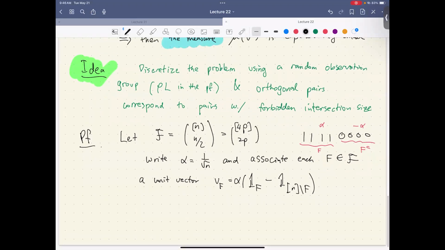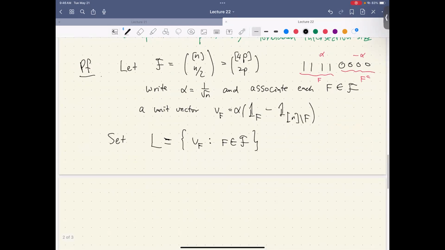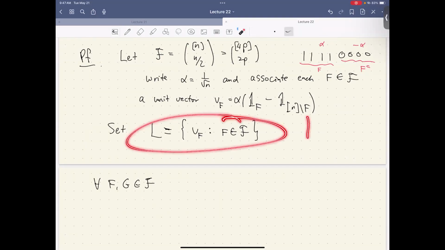Now we have our observation group, and then set L to be all the vectors obtained in this way. Okay, so it looks a little bit mysterious at the moment, but let's see what's the nice property about the vectors in this set. For any two sets F, G in our half set family, let's consider their corresponding vectors in L. See their inner product, when they are orthogonal to each other, right?